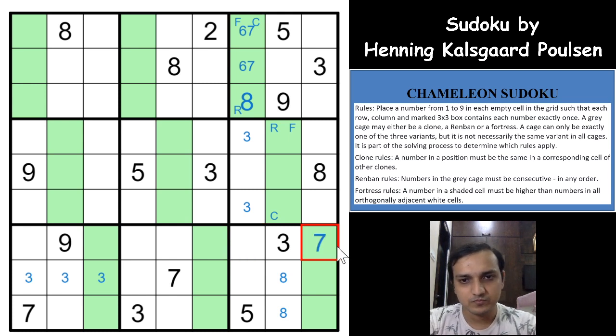Okay, let's see if we can deduce something here. Okay, it cannot be a Renban rule. It cannot obey a Renban rule because of the 7, 8 and 5. If this obeys a Renban rule, it cannot have an 8, right? Because of the 8, which means it needs to have 5, 6 and 7 for sure. No other possibility, and you already have a 5, which means this won't obey a Renban rule.